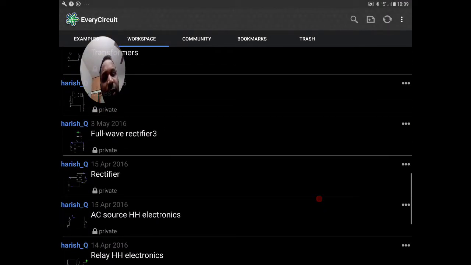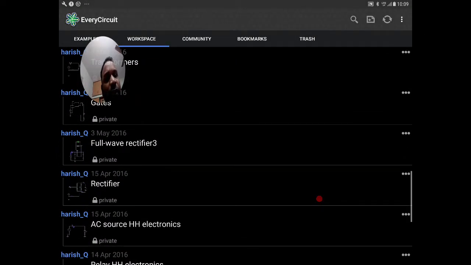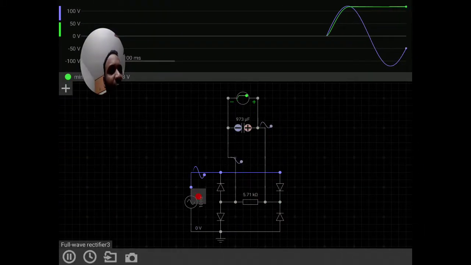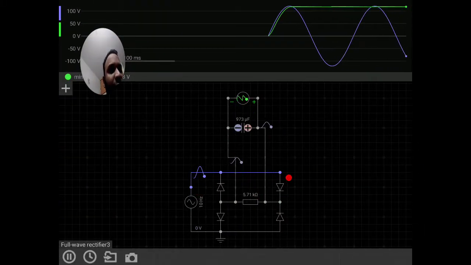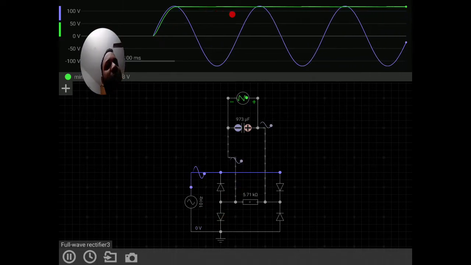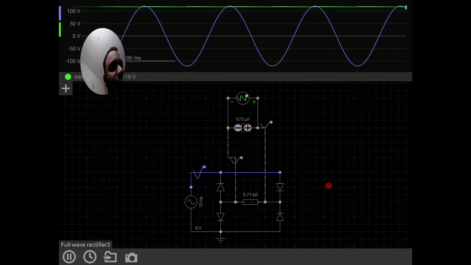Then let's look at a rectifier. This is a faulty rectifier. This is a full wave rectifier. This circuit has full wave rectification, and there are four diodes, and the current exponentially rises and the voltage rises and then stabilizes at the rectified voltage.